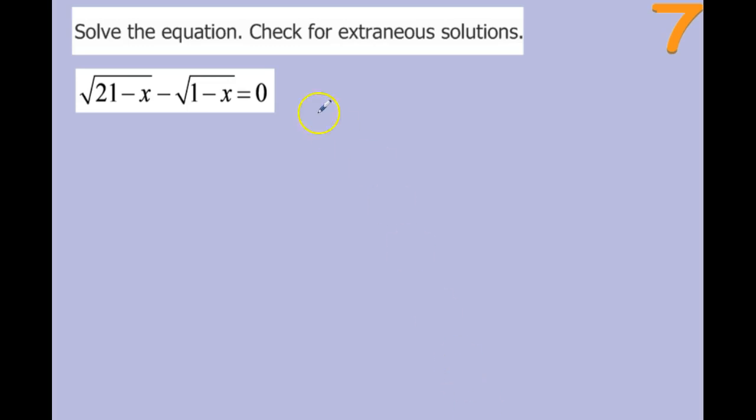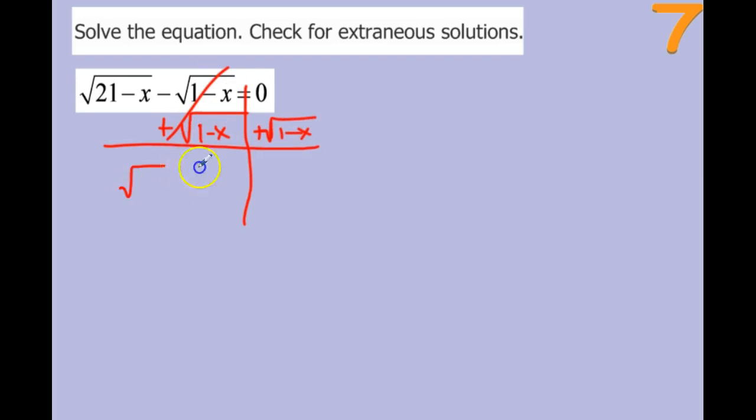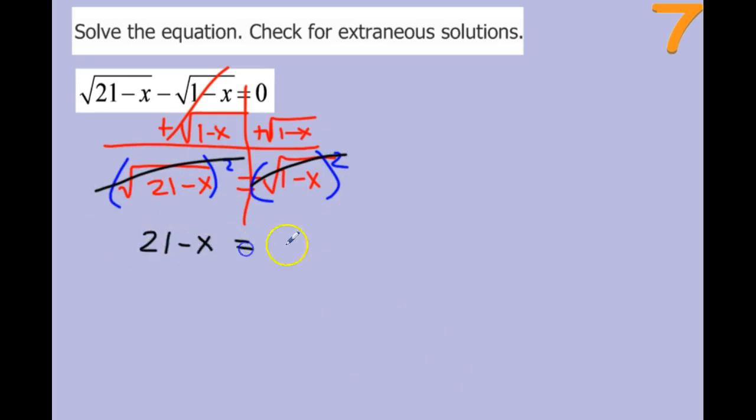Alright, this next one here, we have two square roots. We need them on opposite sides, so I'm going to add the square root of 1 minus x to the other side. And we have the square root of 21 minus x equal to the square root of 1 minus x. So just like we've done before, get rid of our square root by squaring, so they cancel, and that leaves me with 21 minus x equal to 1 minus x.